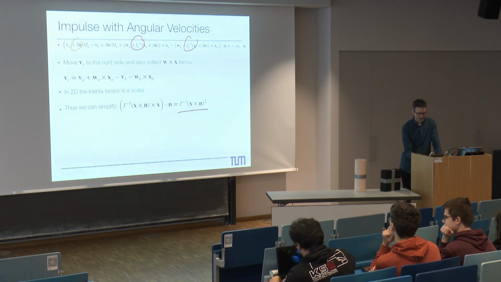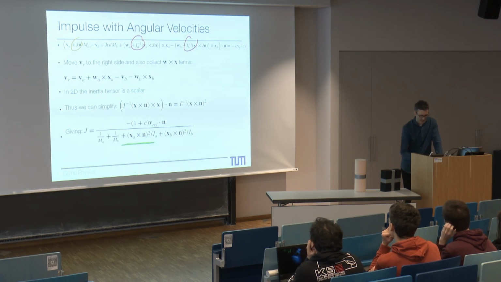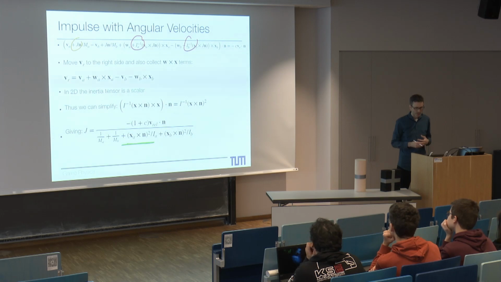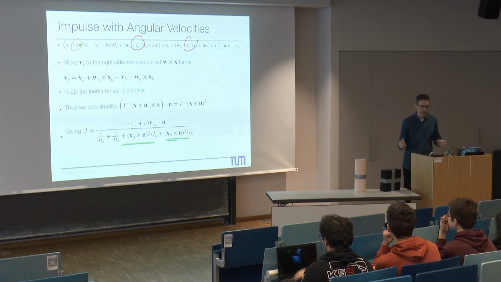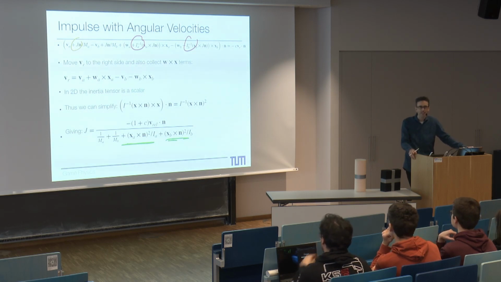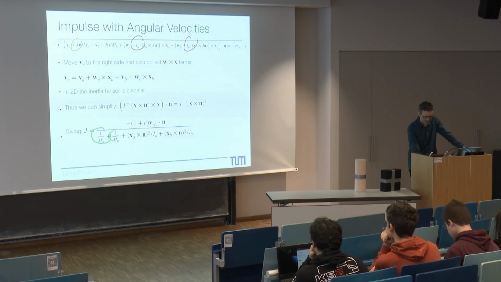And with this in mind, in 2D, what it looks like is basically this position cross normal squared. We have this term for both A and B. It looks slightly nicer than this up here. And this is what you typically find for 2D impulse equations. This is now the whole expression containing these four terms, the two linear ones and the two angular ones.